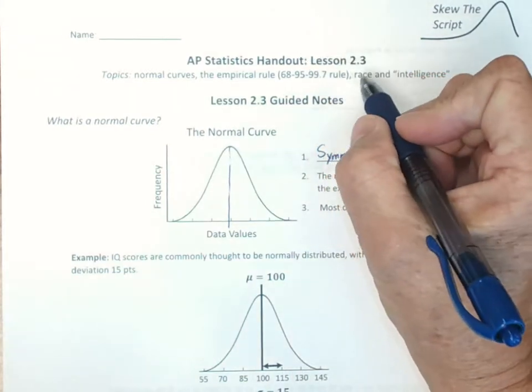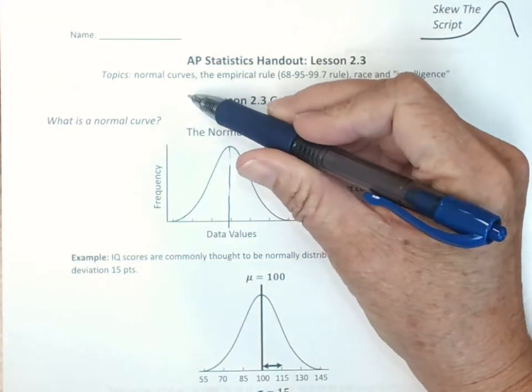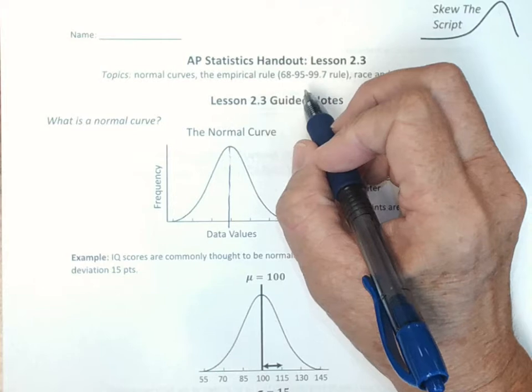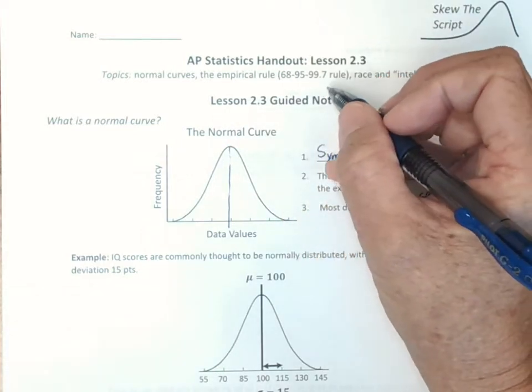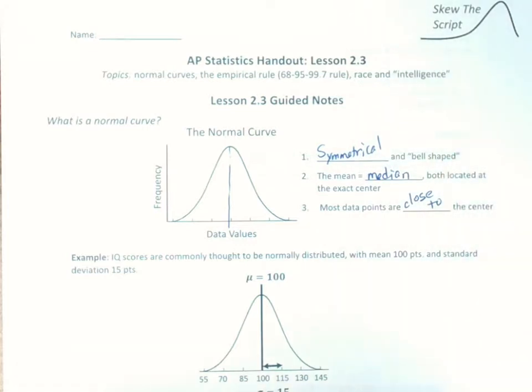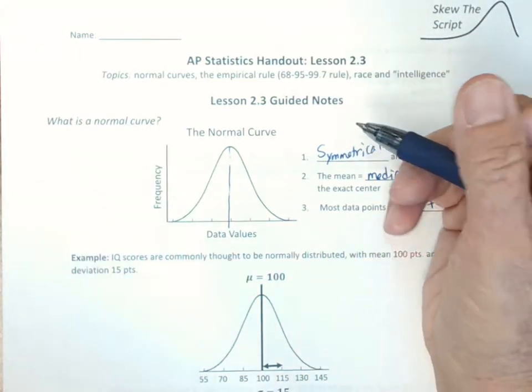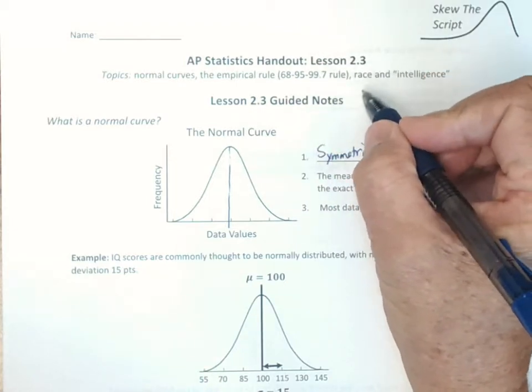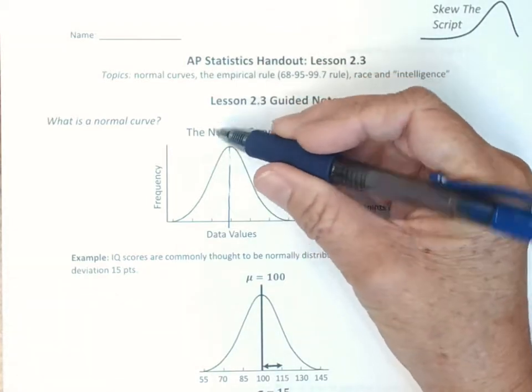Okay, welcome to lesson 2.3. We're talking about normal curves, the empirical rule, and the social topic that's going to be tied into this is race and intelligence. Is there a connection? Should we just take all studies that are published at face value? But first, before we can get into that aspect of it, let's understand what a normal curve is.